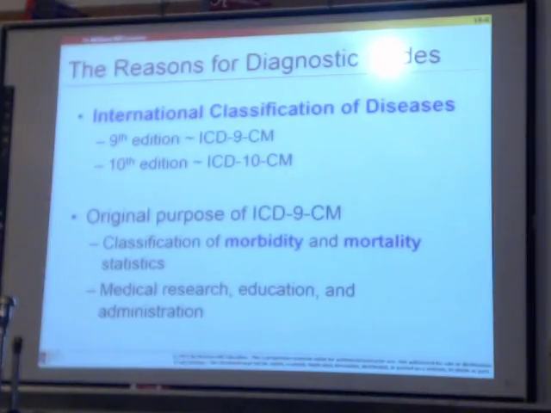Okay, the ICD-9 was originally developed back in the late 70s for classification purposes. It helped the CDC collect statistics on morbidity and mortality, which means disease processes and death related to those disease processes. It helped with medical research, healthcare education, and how we administered care. So that was the original purpose for the ICD-9.